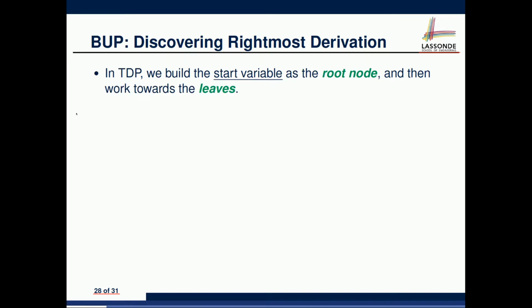We built from the start variable, the starter node, the root of the tree, and then try to expand. You pretty much know the process. It's important to realize it's the leftmost derivation. We start from the left, always. Now in bottom-up parsing, I want to go over some ideas with you quickly.